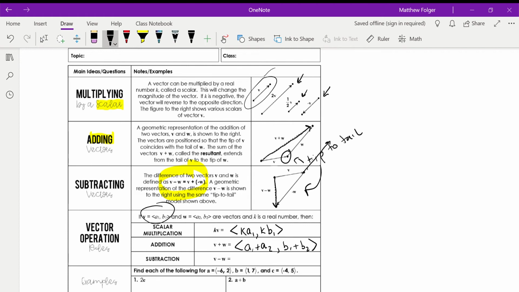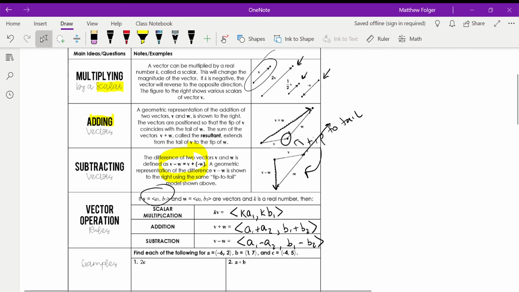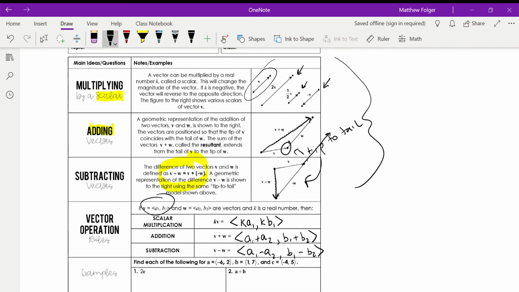You just add each individual component. And then for subtraction, a1 minus a2, b1 minus b2. It's that simple. Okay, so you might find this a little bit simple, but it's important to understand what it looks like too. So when you're adding these, the actual operations are very basic, but this is what you're actually doing up here with these vectors.